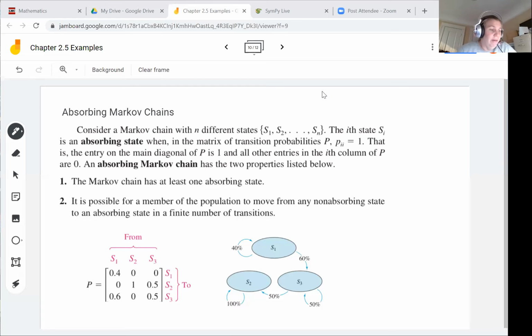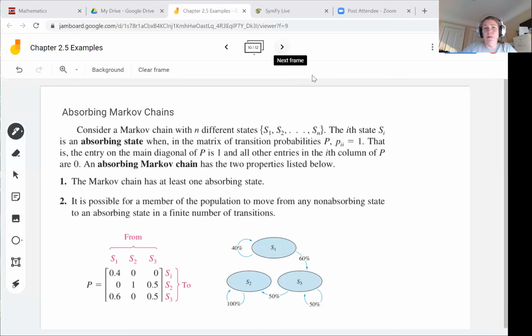So in this matrix, the second state, represented by the second column, is absorbing. Moreover, the corresponding Markov chain is also absorbing because it's possible to move from S1 to S2 in 2 transitions, and it's possible to move from S3 to S2 in 1 transition. So we meet all of the criteria, both properties, to be an absorbing Markov chain.